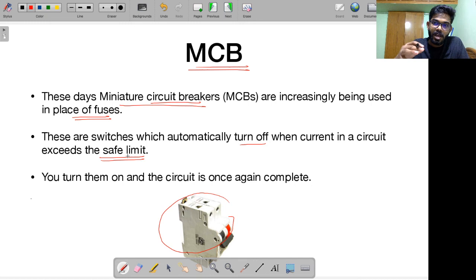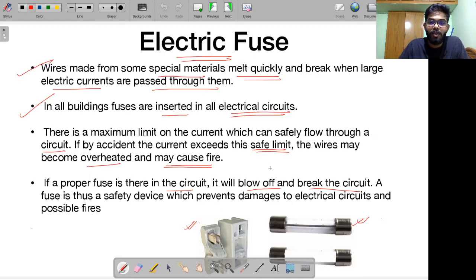So that means when the current passing through the circuit exceeds the safe limit, it is flowing far too much, and this becomes off, right? So all you have to do is put it back on and the circuit is complete once again. What used to happen earlier? The fuse used to blow off, right? When you used to use this, the fuse used to go off.